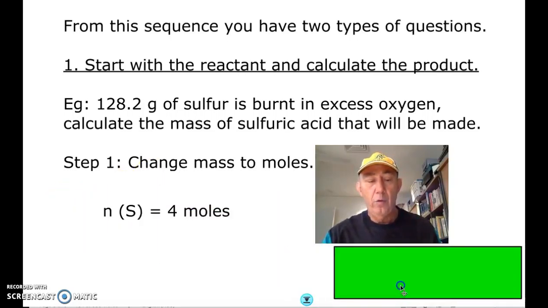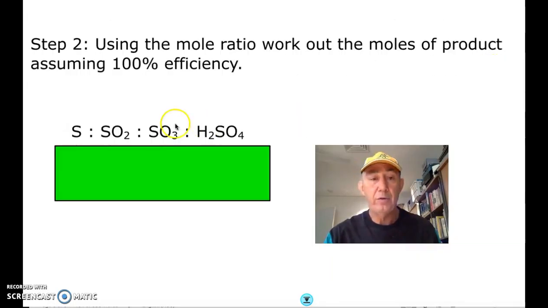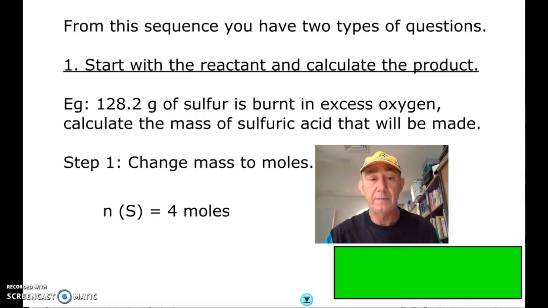So working out your number of moles of sulfur, it's going to be 128.2 divided by the molar mass of sulfur, which is 32 approximately. So we get 4 moles of sulfur. We can now go to our sequence of equations. If you go back to your equations, you have sulfur becoming sulfur dioxide, and then sulfur dioxide becoming sulfur trioxide, and then sulfur trioxide becoming sulfuric acid.